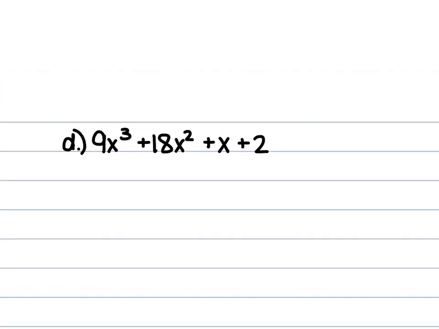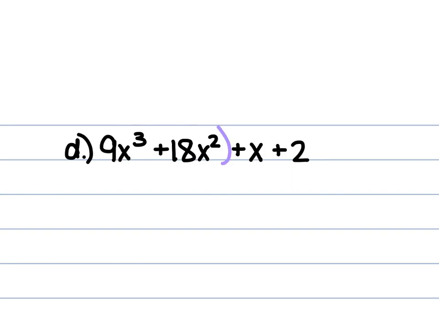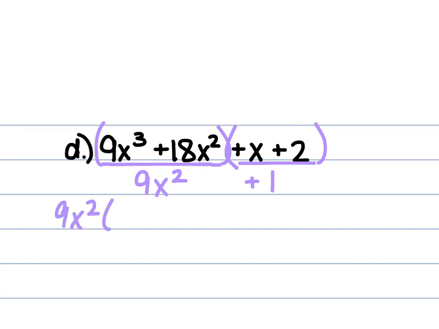For D, we have 9x cubed plus 8x squared. We'll put parentheses around that, and then the x plus 2. The 9x cubed plus 18x squared, we can divide both of those by 9x squared. The x plus 2 doesn't share a common factor of anything other than 1, so we'll pull out a positive 1 there. So we're going to have 9x squared times what's left over, x plus 2, and then a positive 1 times x plus 2.